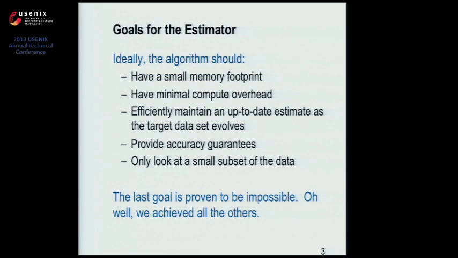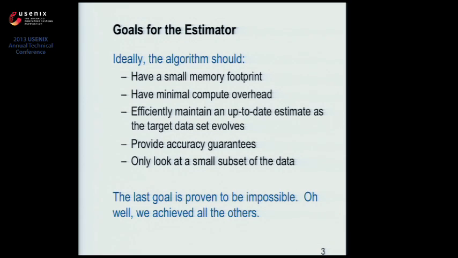So the goals for this algorithm are that it should have a small memory footprint, ideally independent of the size of the volume, and have minimal compute overhead, ideally insignificant. And it needs to maintain an up-to-date estimate of duplication as the target data set changes. As writes happen, obviously the amount of duplication in the volume can change. And in order to be trusted, it has to provide some accuracy guarantees, even if only statistical guarantees. And then ideally, it should only have to look at a small subset of the data, so you don't have to scan the entire volume.